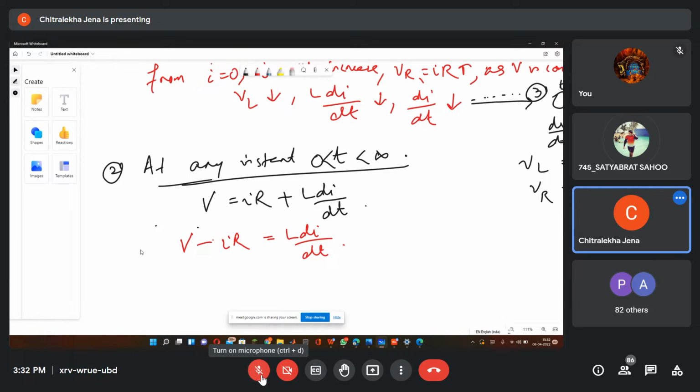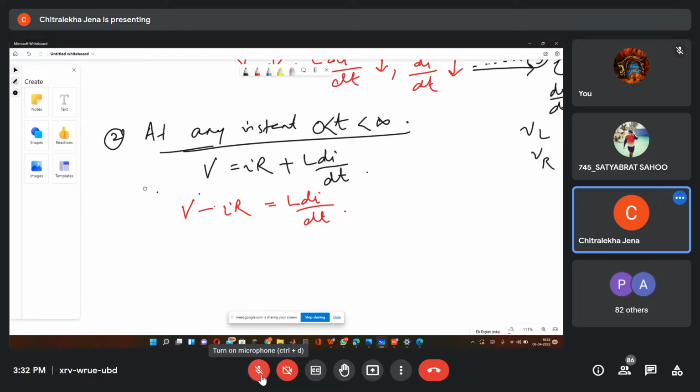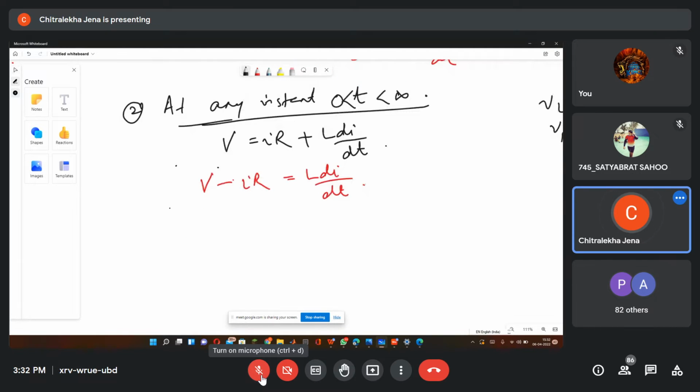Yes, ma'am. Okay, so now all of you write with me. Wherever you are not able to write, tell me, I will stop there. So now V minus IR is equal to L di by dt. So this implies di by (V minus IR) is equal to di divided by L. Okay, clear?